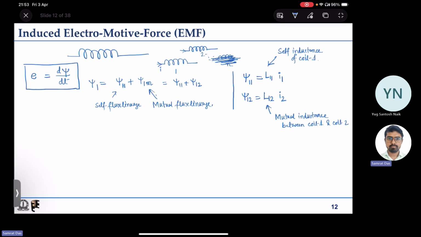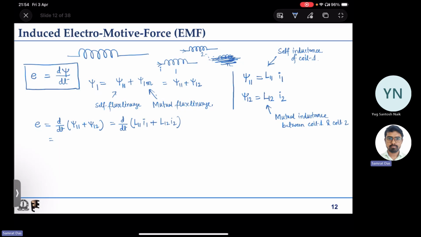So if I write this Faraday's law of electromagnetic induction, E equals d dt of psi, that is equal to psi 11 plus psi 12, and then if I replace by these quantities, that is L11 into I1 plus L12 into I2.